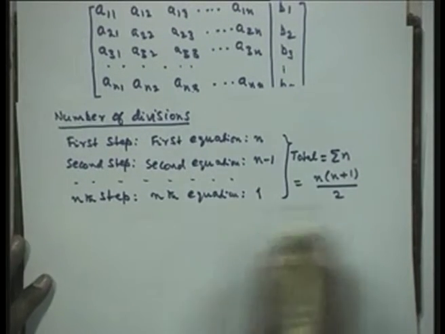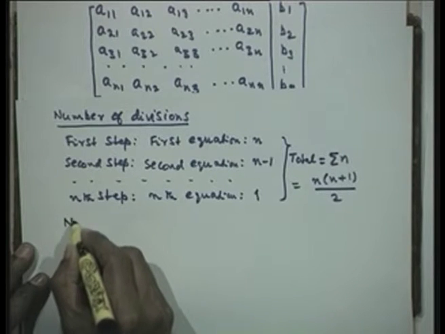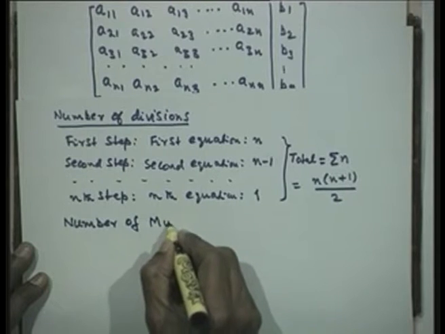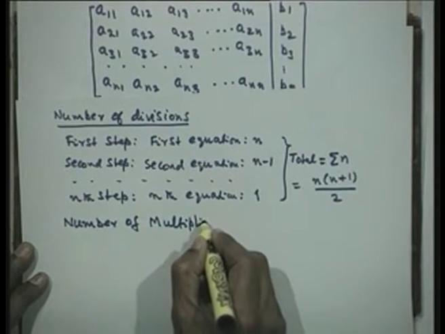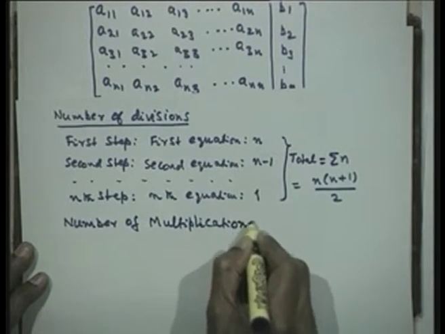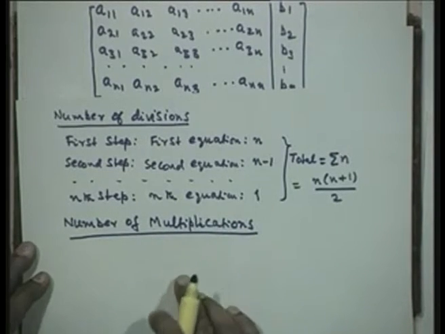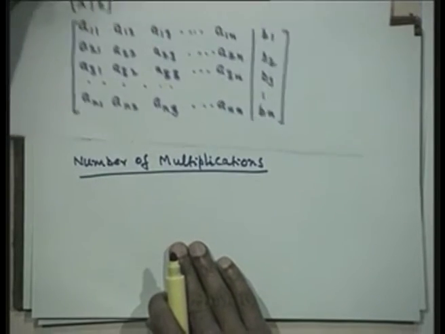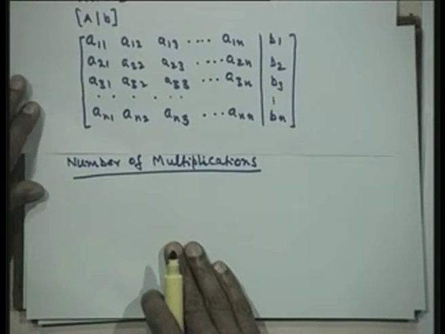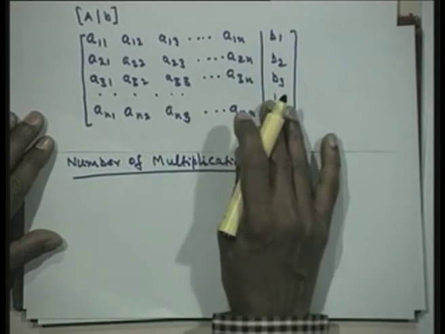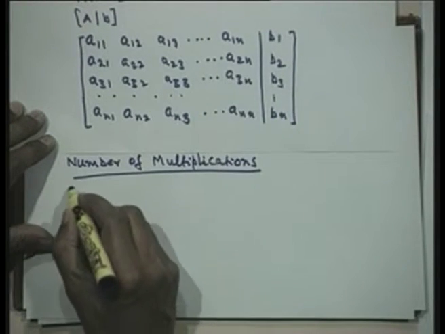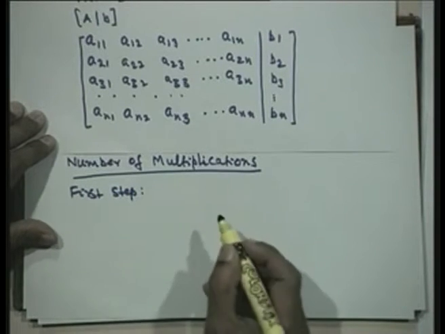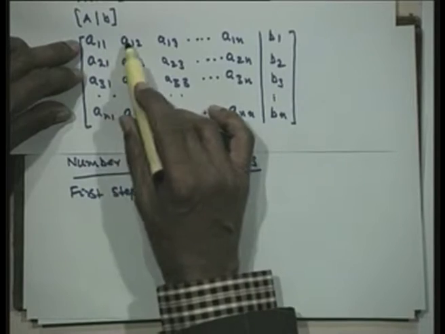So, now we need to do the number of multiplications. So, let us find out what is the number of multiplications. Now, let us write down the number of multiplications. Now, let us go back to the first step. So, let me write down the first step. Now, when we have divided by a11, so I have the elements.